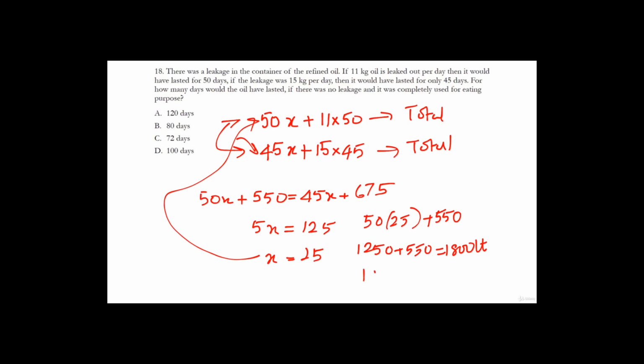1800 has to be divided by 25. So this will lead to 72 days usage of oil if there is no leak at all. So 72, option C is the right answer.